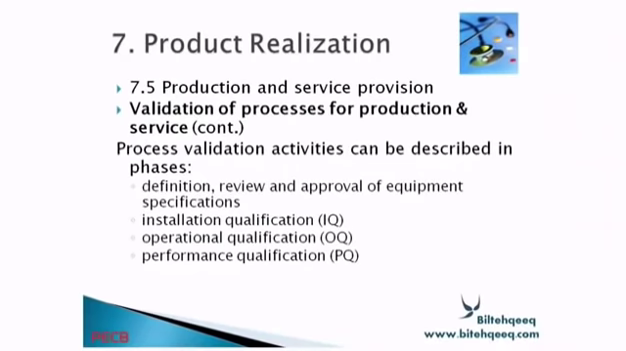Production and service provision 7.5, validation of processes for product and service. Process validation activities can be described in phases: definition, review and approval of equipment specification, installation qualification, operational qualification, and performance qualification. So where there is any such process, you have to define the criteria in terms of qualification.